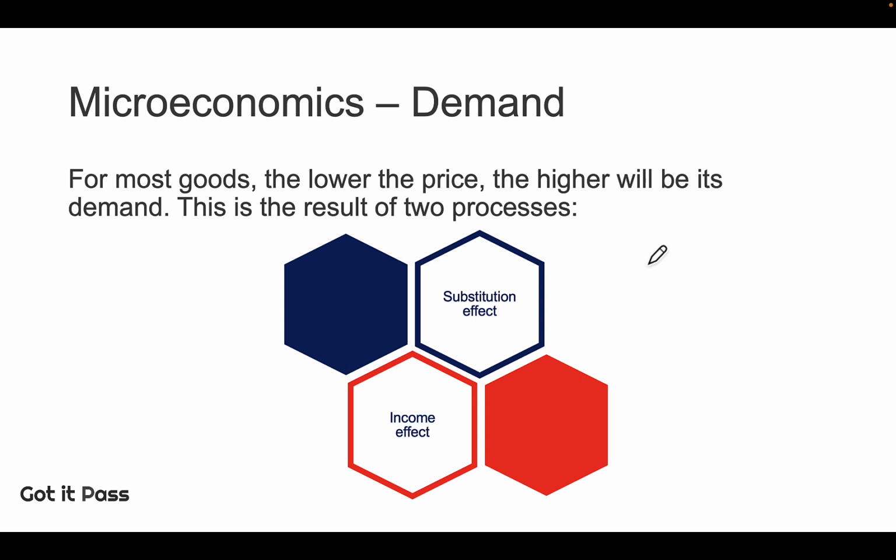For most goods, the lower the price, the higher will be its demand or quantity demanded. This is the result of two processes. First, the substitution effect. And second, the income effect. What is the substitution effect? And what is the income effect?